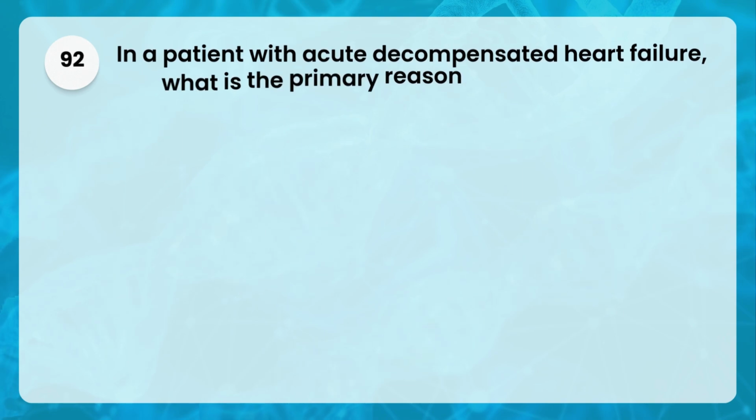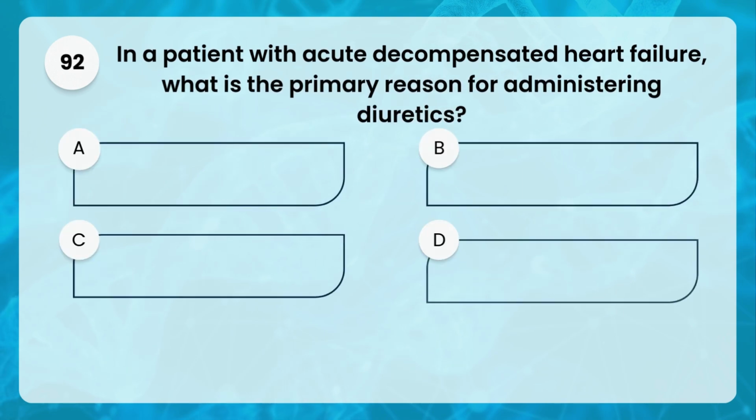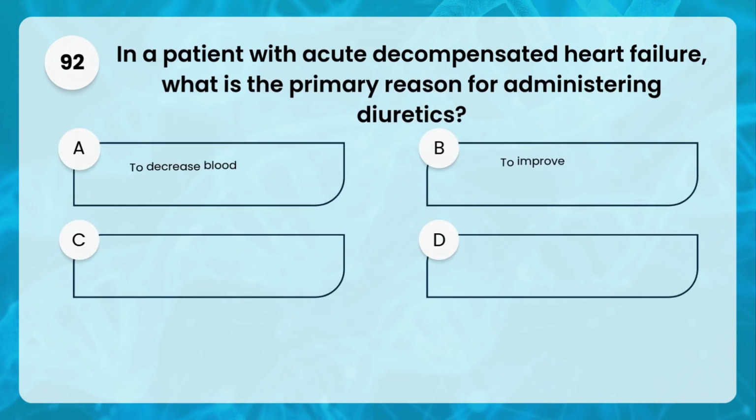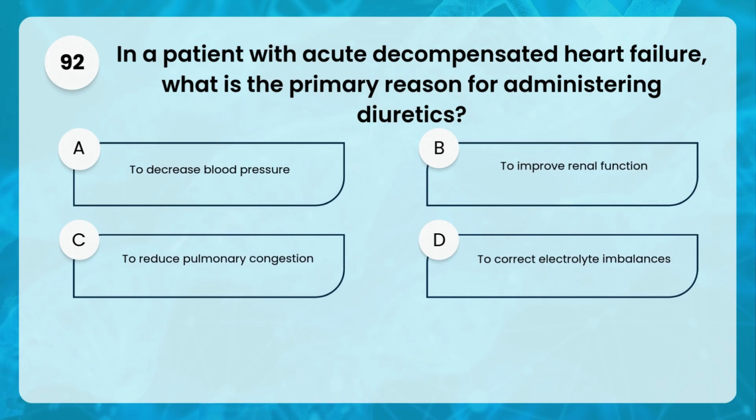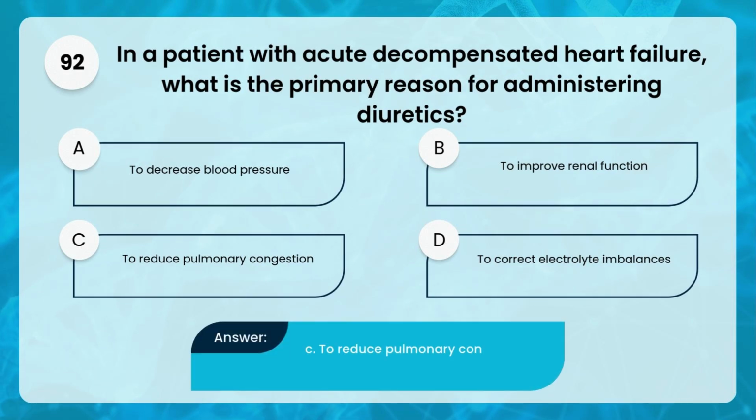92. In a patient with acute decompensated heart failure, what is the primary reason for administering diuretics? A. To decrease blood pressure. B. To improve renal function. C. To reduce pulmonary congestion. D. To correct electrolyte imbalances. The answer is C. To reduce pulmonary congestion.